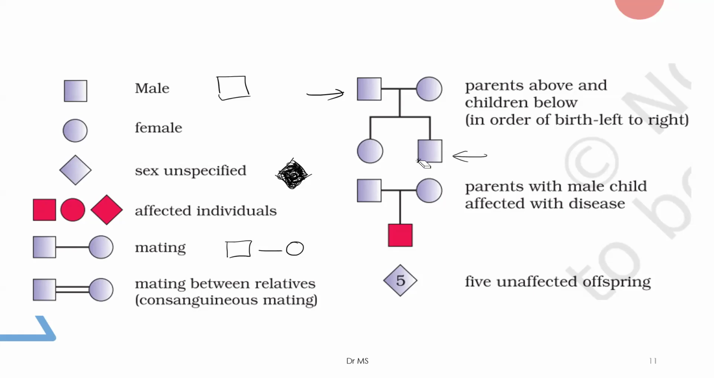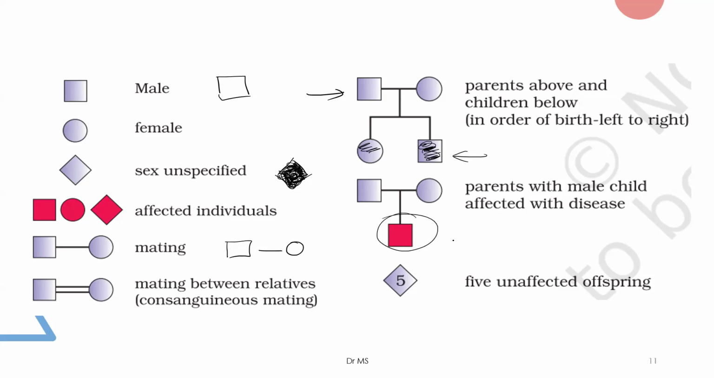If it is a male, we'll show it with a square. If it is a female, we'll show it with a circle. If we shade this one, we'll say it is an affected female. If I shade the male, then among the children, the male child was affected with the mutation. So you can see here, the parents with a male child affected with the disease.